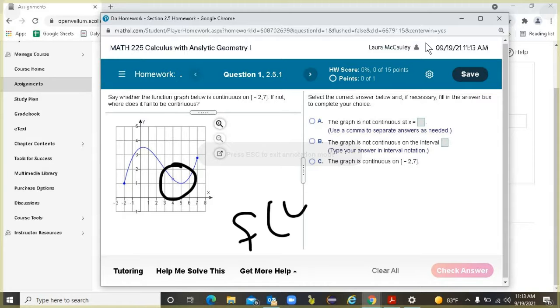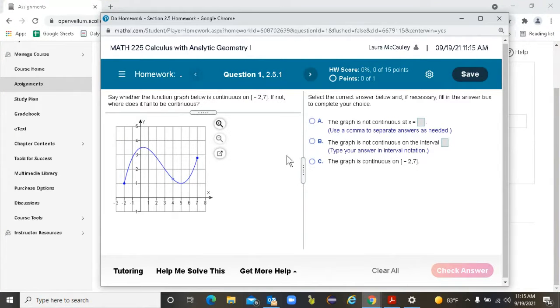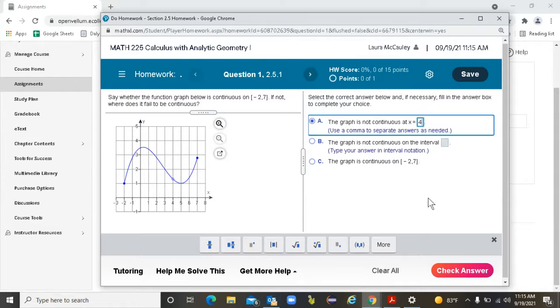Notice if we try the first step of just plugging in the 4, it's undefined there. There's nothing there. It's a big hole. So this is not continuous at that particular point. And that point is x equals 4. So we've got a problem there. So the graph is not continuous at 4.